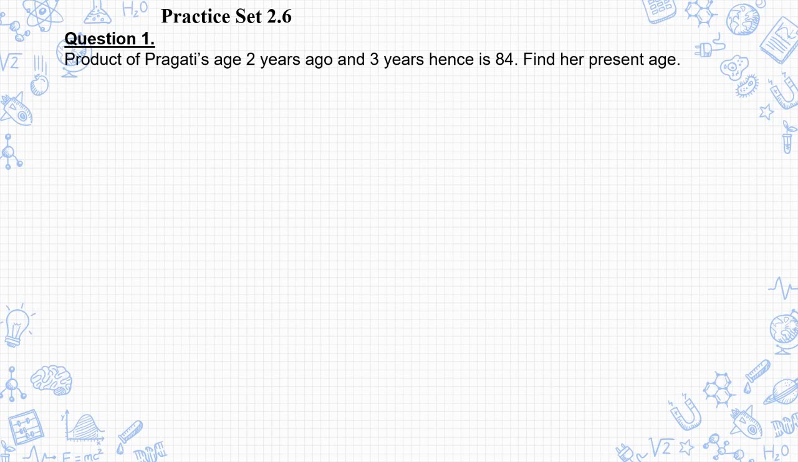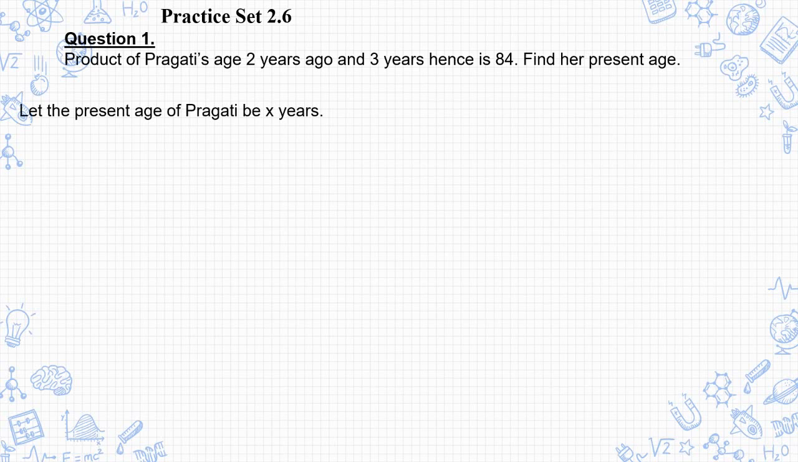Practice set 2.6, and this is the first question. The question says, product of Pragati's age 2 years ago and 3 years hence is 84. We have to find her present age. So that means the product of her age 2 years ago and 3 years hence, that means 3 years after, is 84. Let us find the solution.